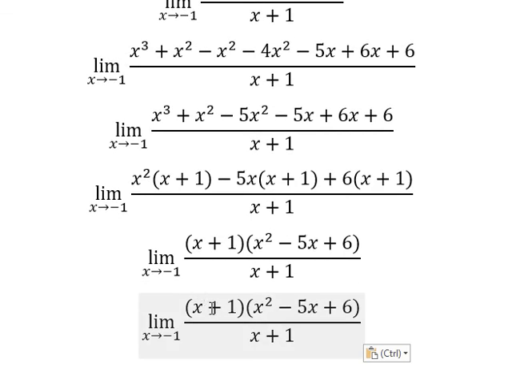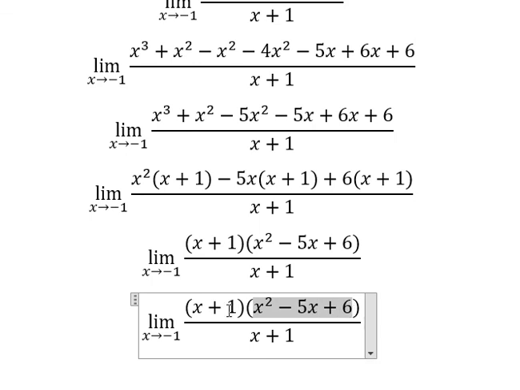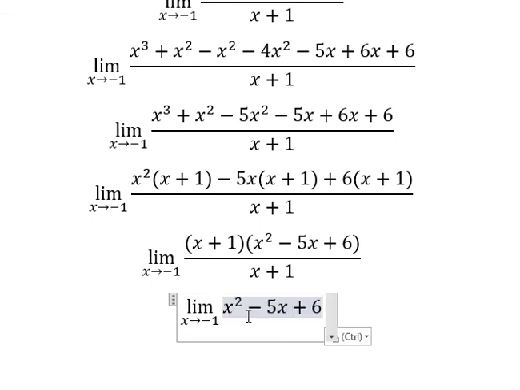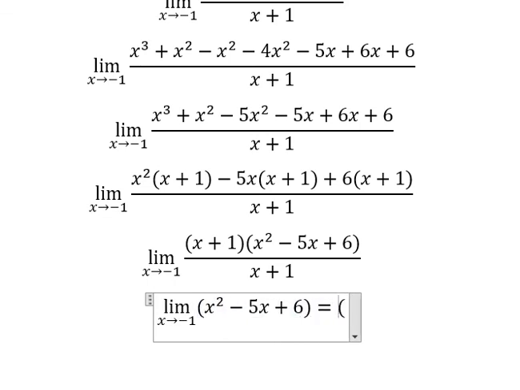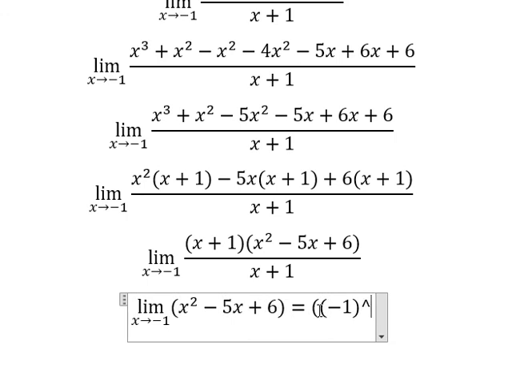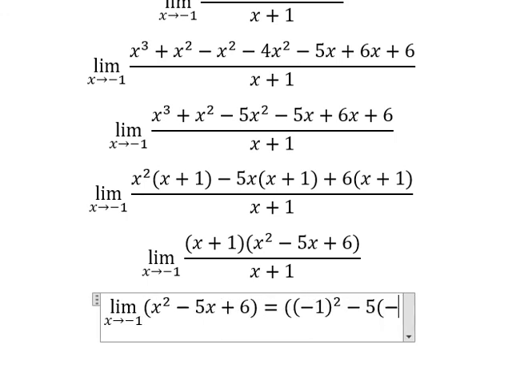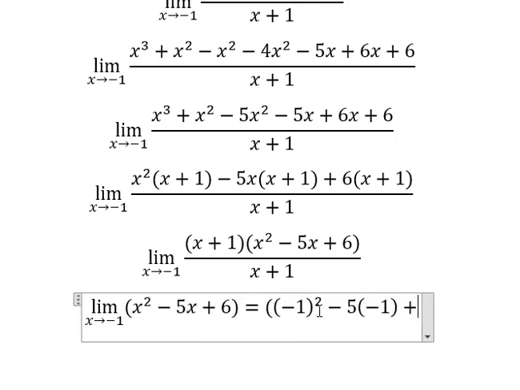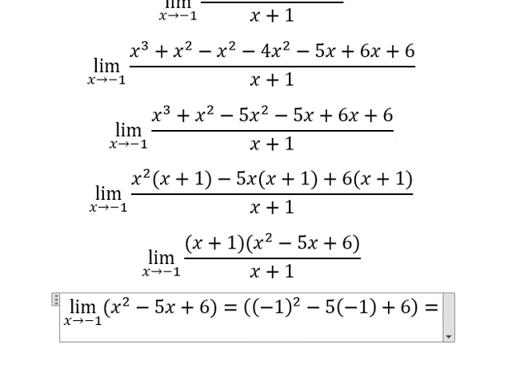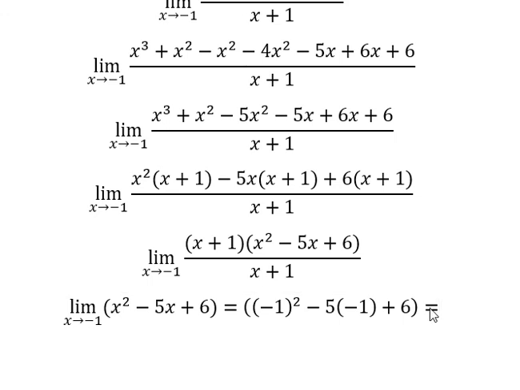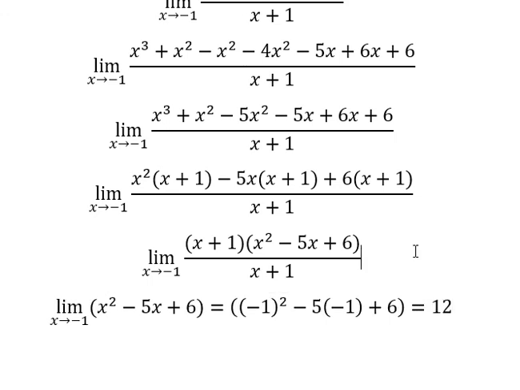Now we need to simplify by x plus 1 on the numerator and denominator. And now I will put negative 1 here, and you got the answer 12. This is the end.